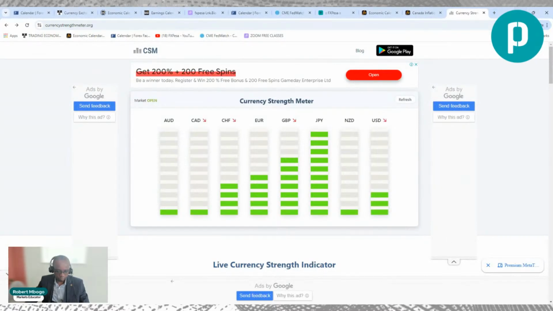Let's go to our charts. So let's add USD JPY. We've said it's supposed to be bearish because we've seen JPY is very strong. So we are supposed to see a sell. You can see this strong sell that is playing out. The currency strength meter is saying that JPY is very strong and the USD is very weak, which explains this bearish push.